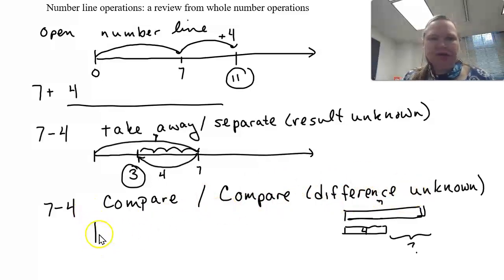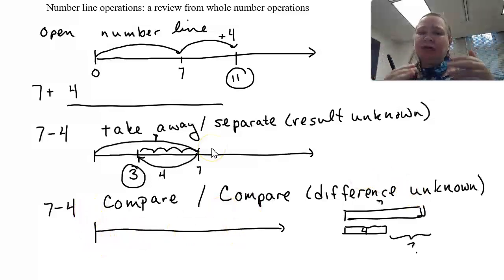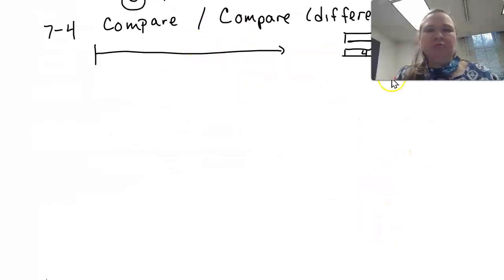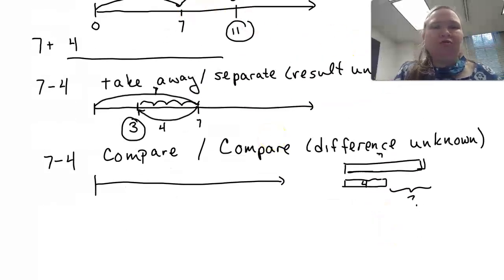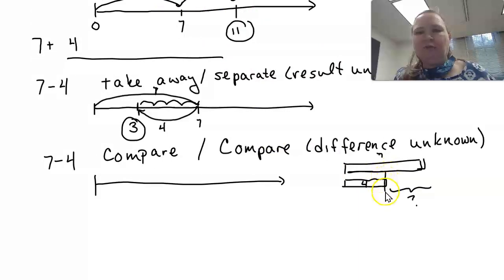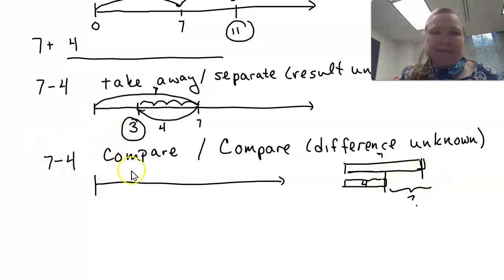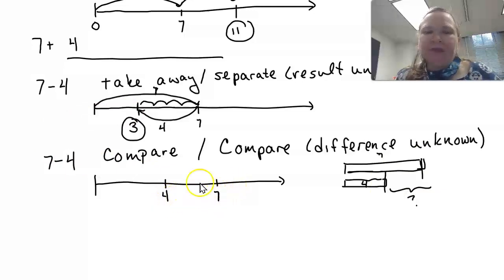And if I'm going to do that on a number line, so if I'm looking at a compare question with a number line, then what I'm comparing is this value 4 and this value 7. And I want to know the difference between them. So here's my value 4. And here's my value 7. And I want to know how much more is 7 than 4.